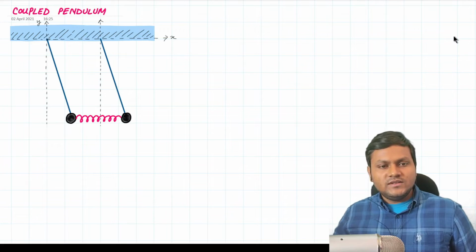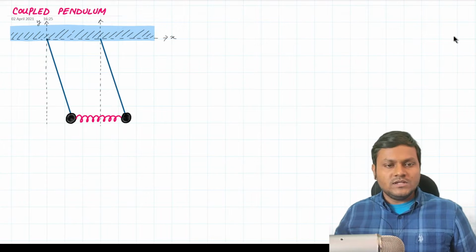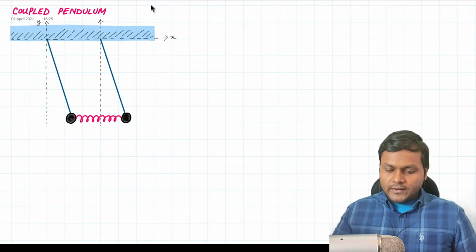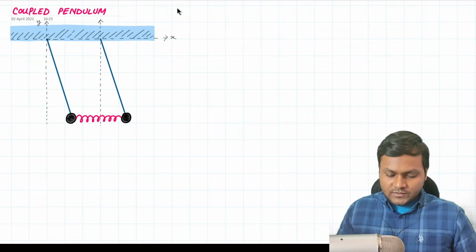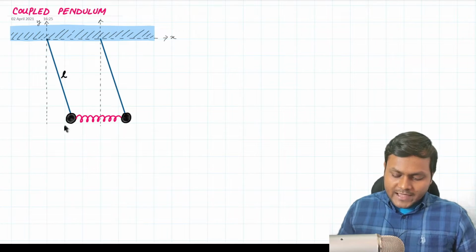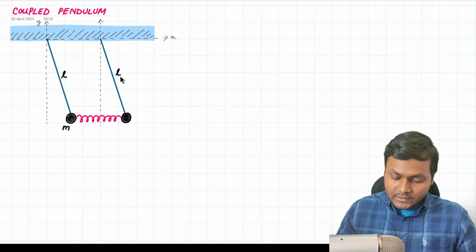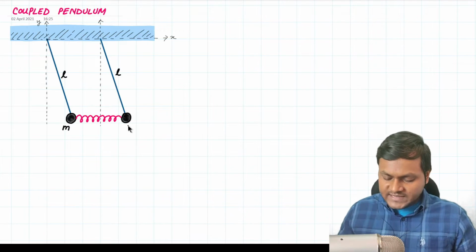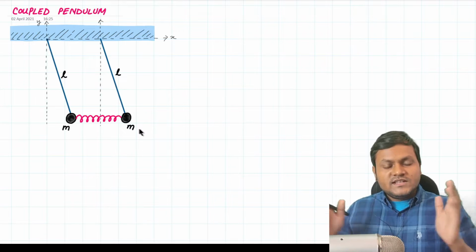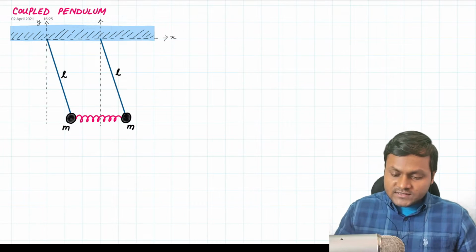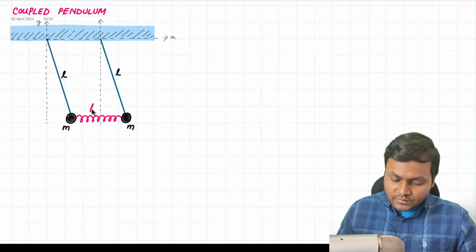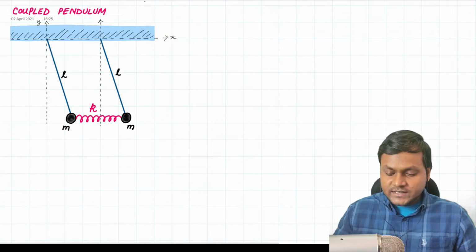So we start with this kind of a schematic of a coupled pendulum system where let's suppose that you have a pendulum of length L and point mass m, and another pendulum of the same length L and point mass m, interacting with each other via some kind of a spring mass system having spring constant k.